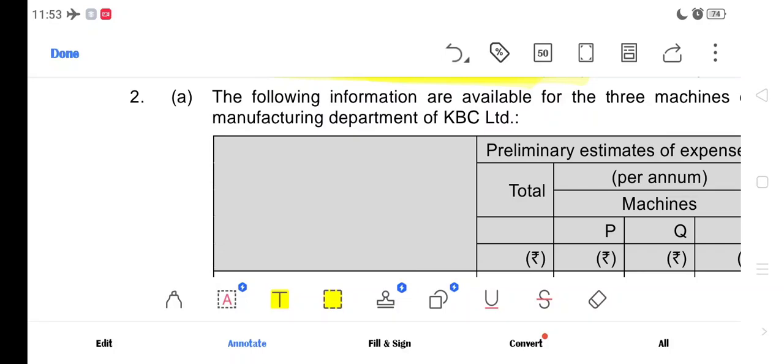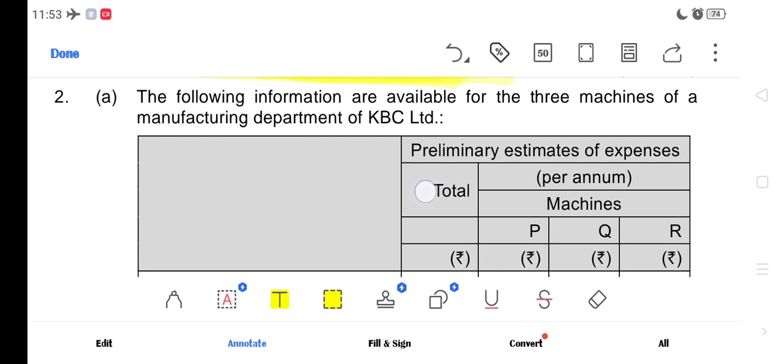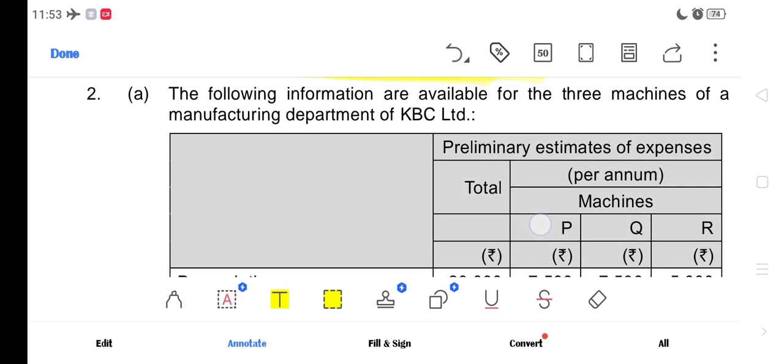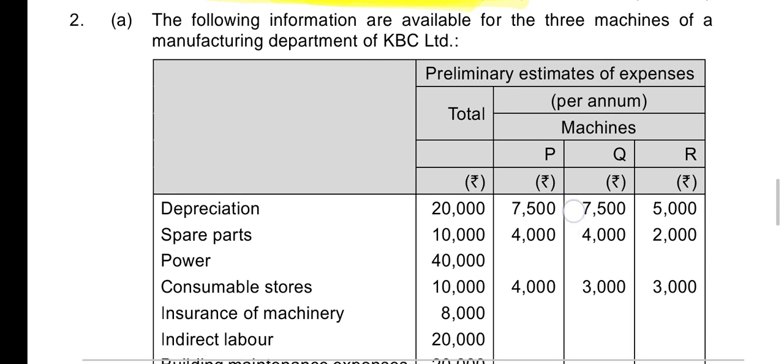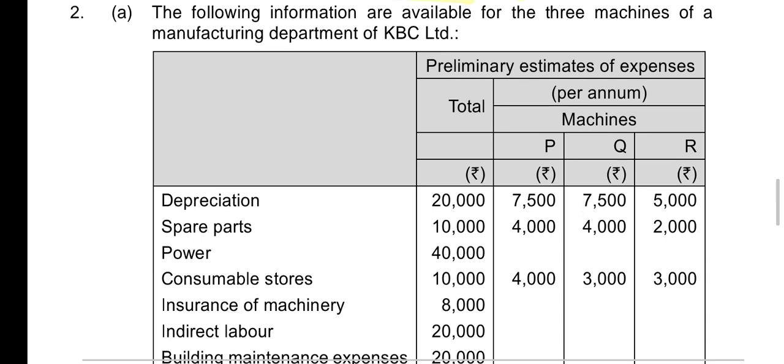Now in this video I'm going to explain question number 2 of the April 2024 mock test series of costing. We are now going to deal with part A of question number 2. The following information is available for the three machines of the manufacturing department of KBC Limited. Preliminary estimates of expenses they have given.